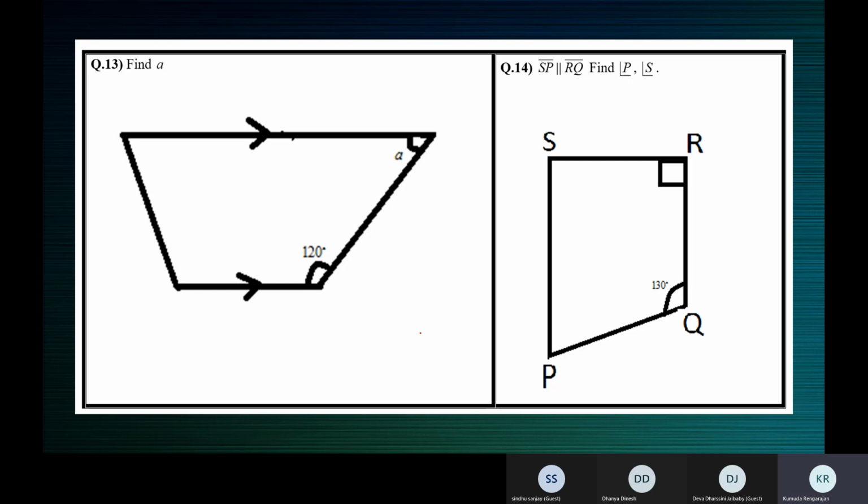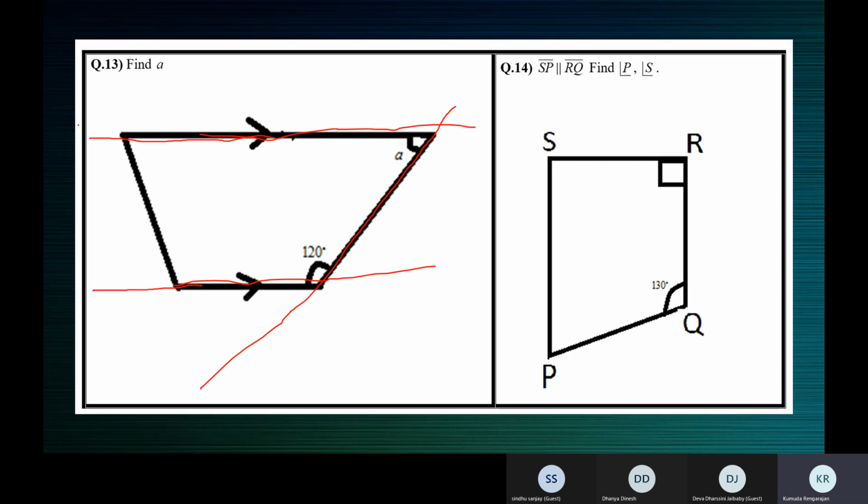What will be the value of A, children? 60 degrees, ma'am. Why? Because, ma'am, the included allied angles in a trapezium are supplementary. Correct. Because these are the two parallel lines, this one and this one. This is the transversal. It's marked that they are parallel.